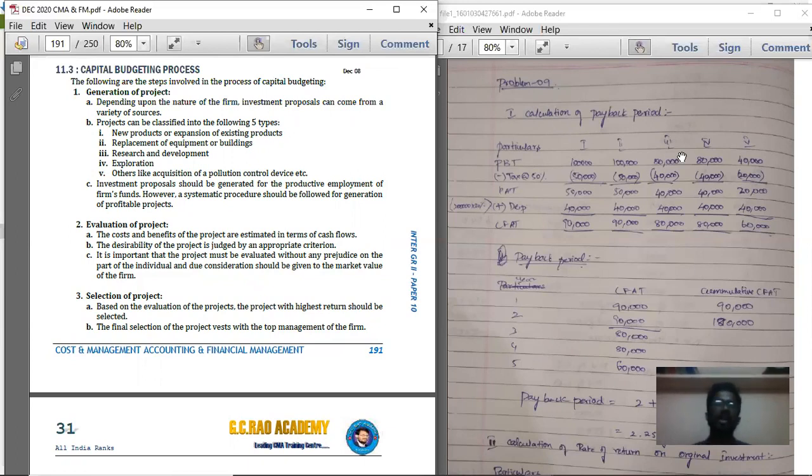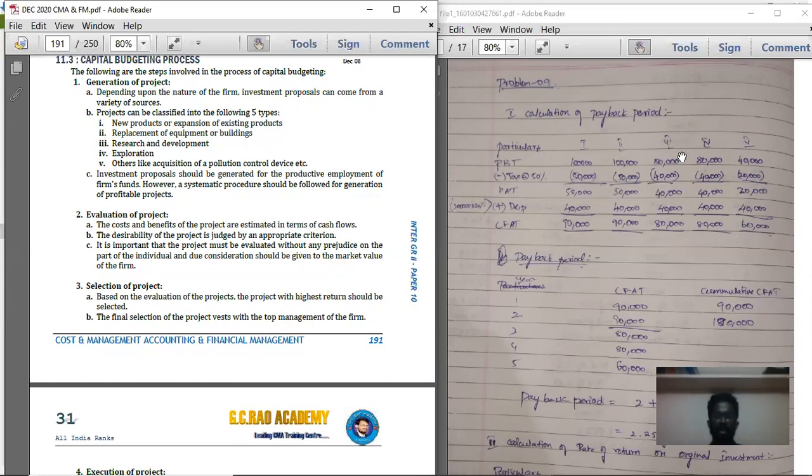Suppose you are going to start a business with your friend. You're going to start a restaurant. So the project is starting a restaurant. Evaluation of the project is nothing but what all the different costs I should incur before starting the restaurant, for establishing the restaurant, and what is the benefit I'm going to derive from the restaurant. That is called evaluation of the project.